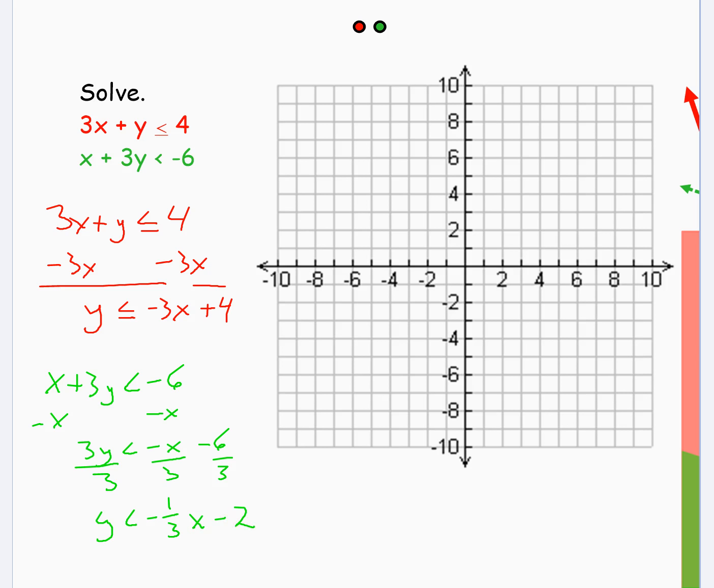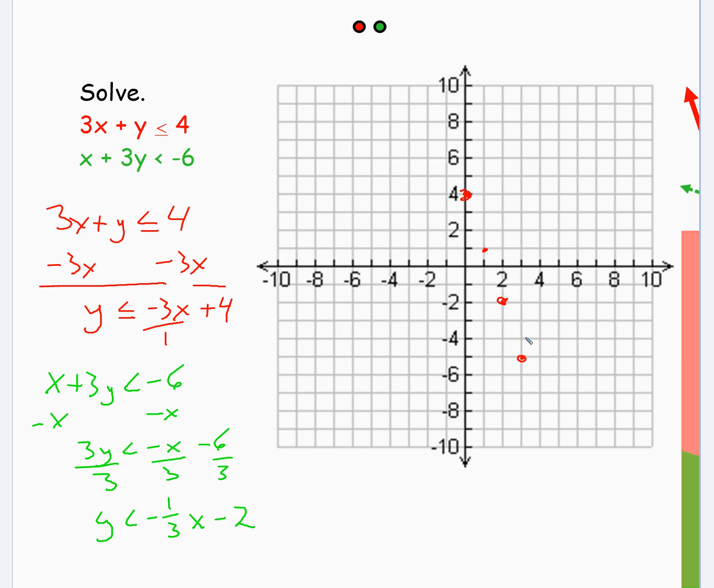Let's go back up to our red. We have a y-intercept of 4. So let's put a y-intercept of 4 on here, and a slope of negative 3, which we can think of as negative 3 over 1, so we'll go down 3 over 1.